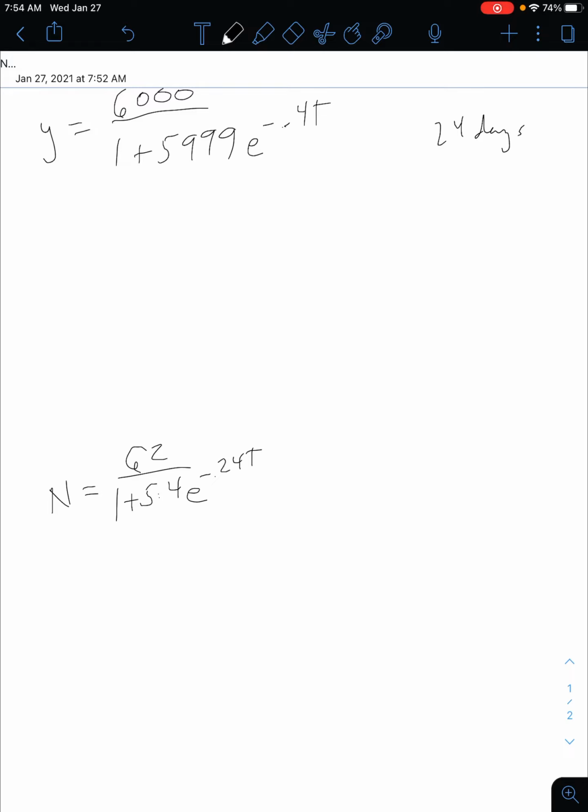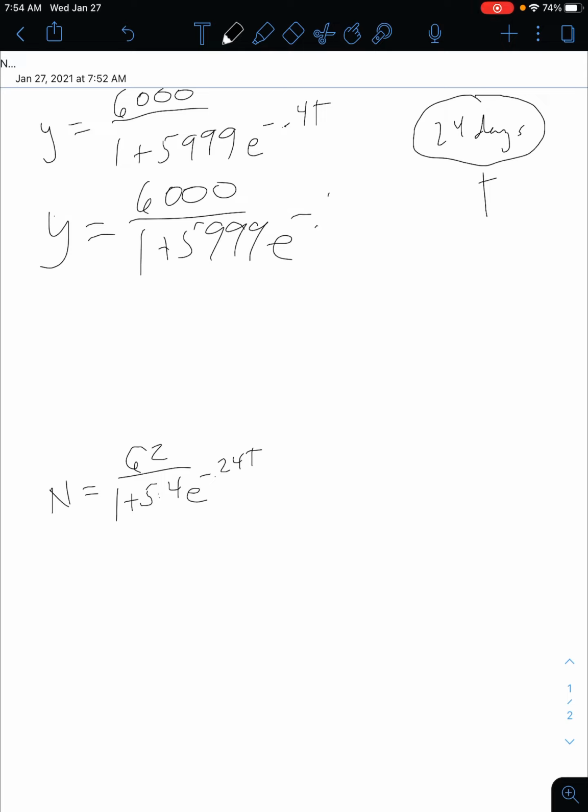For instance, on number 10 on the Around the Room, they're asking how many villagers after 24 days. Well, t is number of days. So on this one, they're actually giving you the number to plug in for t. So for this first one, I would plug 24 in for t, so I'm not actually finding t. And then on the right side here, you'll notice these are all numbers, including the e on the bottom.